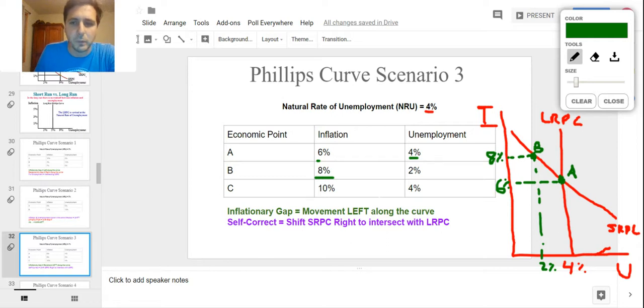Now what happens next? Well, my inflation rate goes up to 10%. My unemployment rate goes up to 4%. They're moving in the same direction.